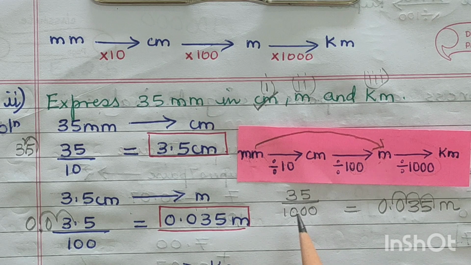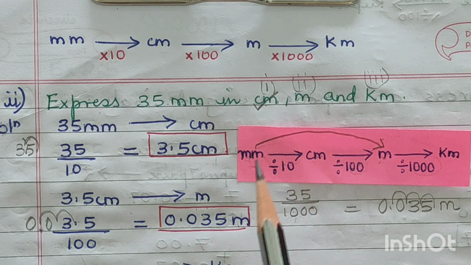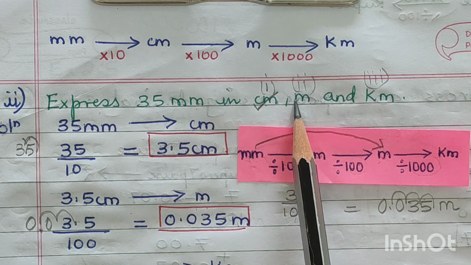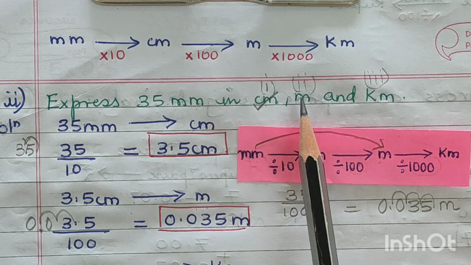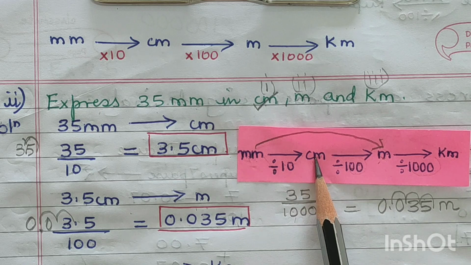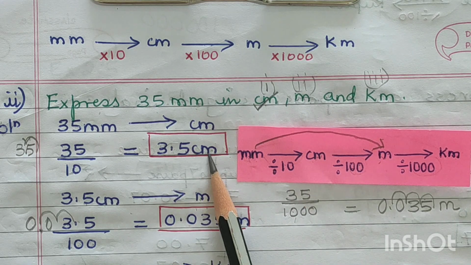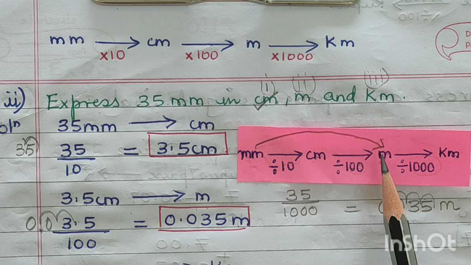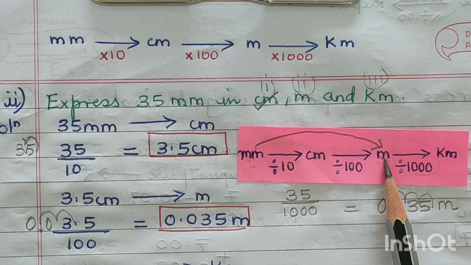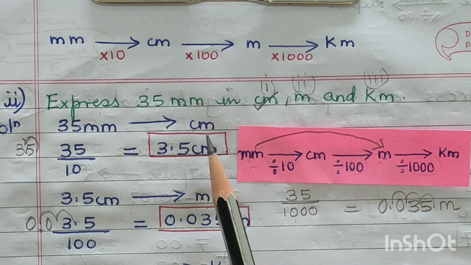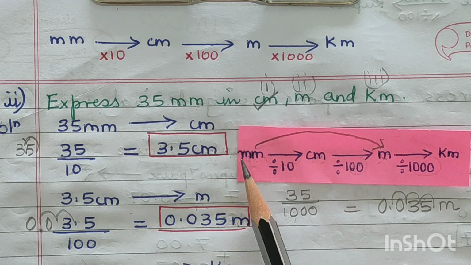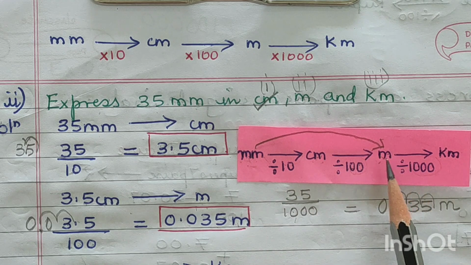Now let's go through this again to avoid any confusion. To do the second part, 35 millimeters to meters can be done in two ways. First, you convert millimeters to centimeters as we did over here, one step. And then the second step we took centimeters to meters. Our main aim was to reach from millimeters to meters. This conversion we did in two steps. Another way to do this was directly in one step from millimeters to meters.